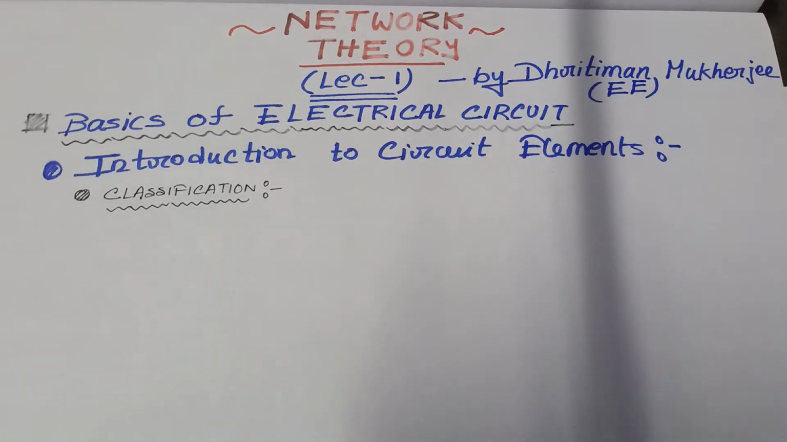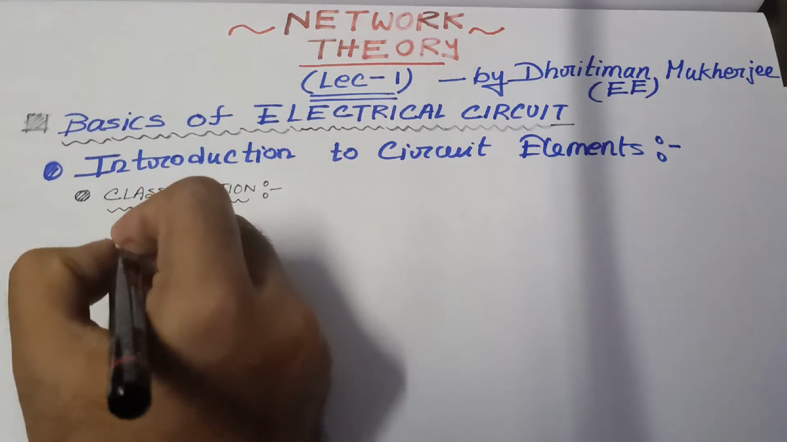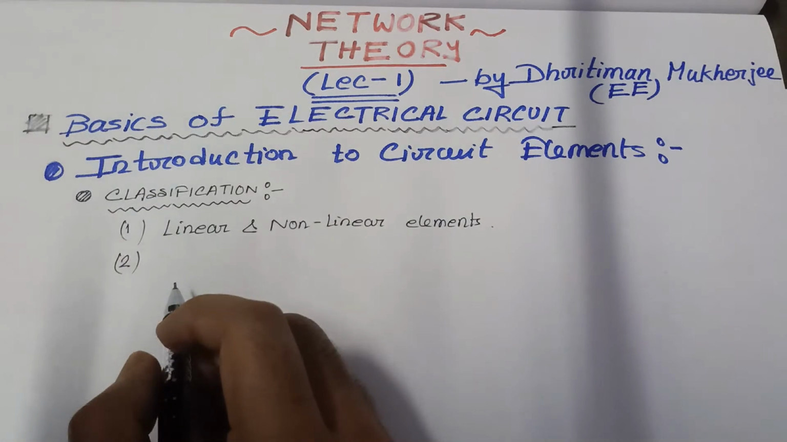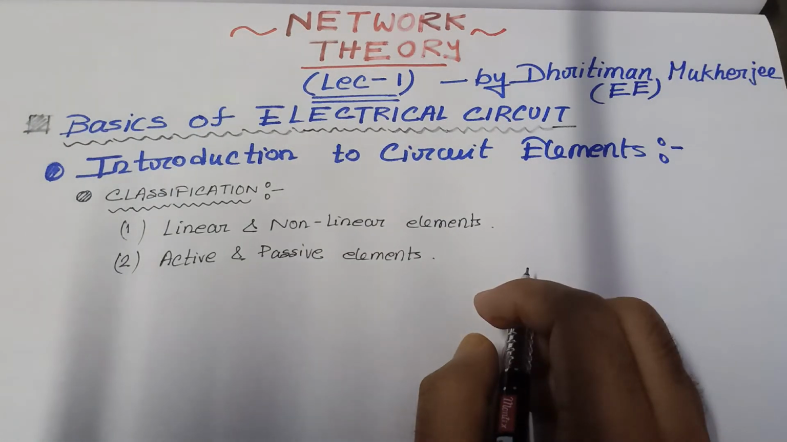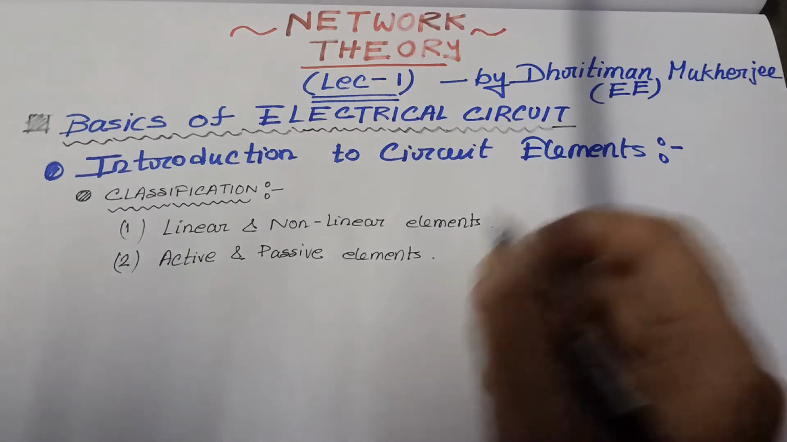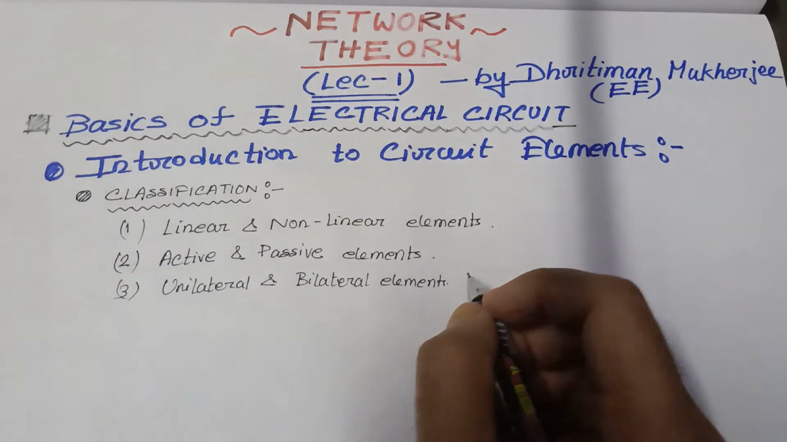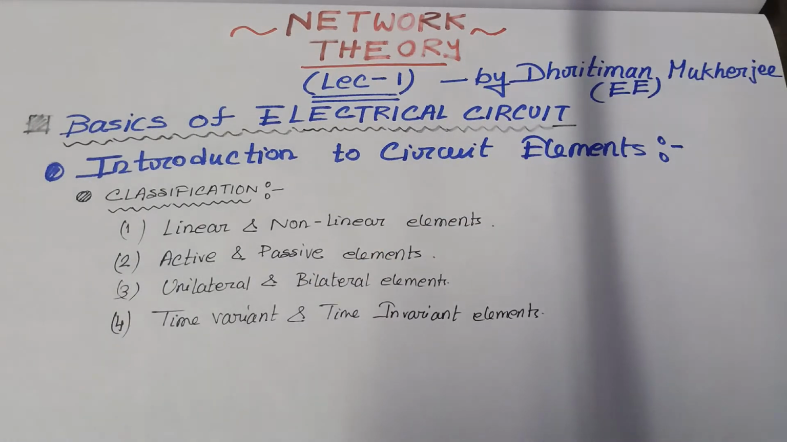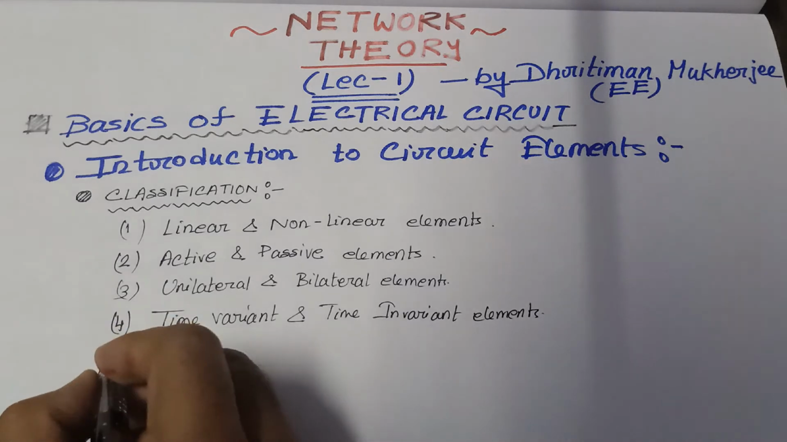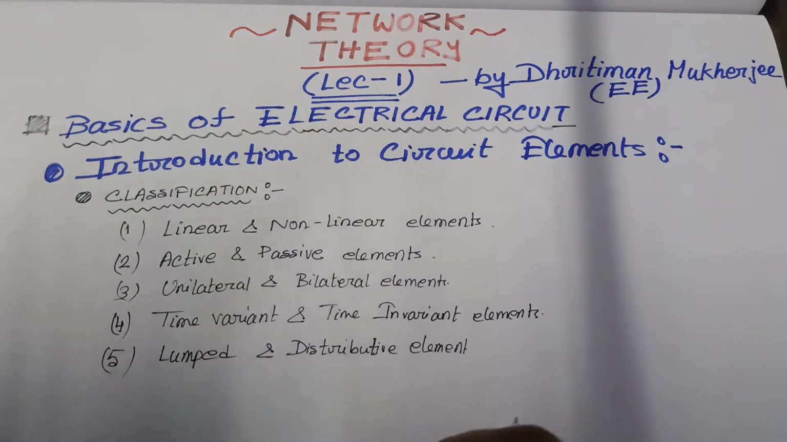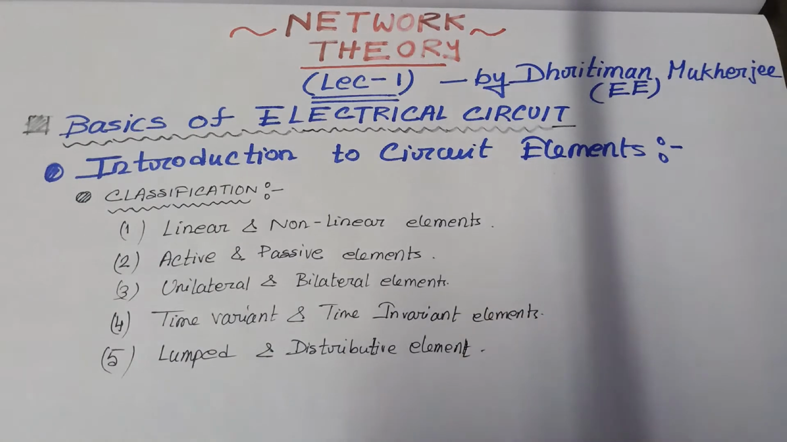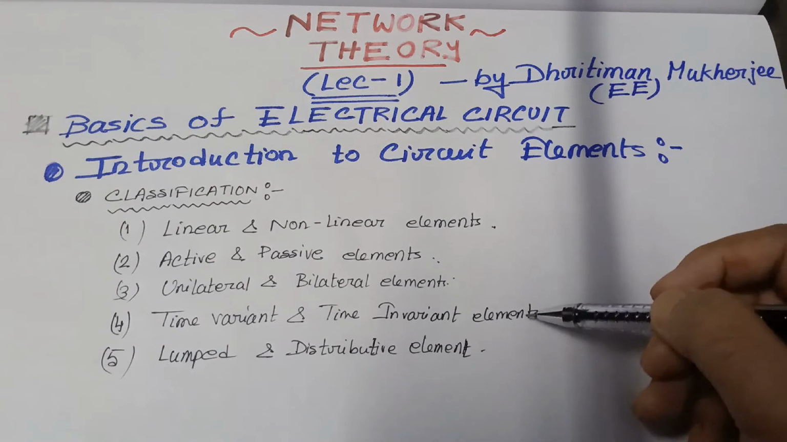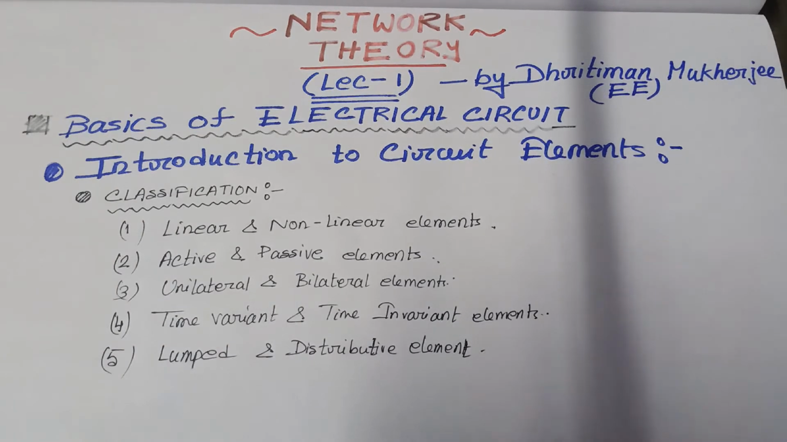Classification of electrical elements. Number one, linear and non-linear elements. Type 2, active and passive elements. Number 3, unilateral and bilateral elements. Number 4, time variant and time invariant elements. And also one kind of element is lumped and distributed elements. So linear, non-linear, active, passive, unilateral, bilateral, time variant, time invariant, and lumped and distributed elements.